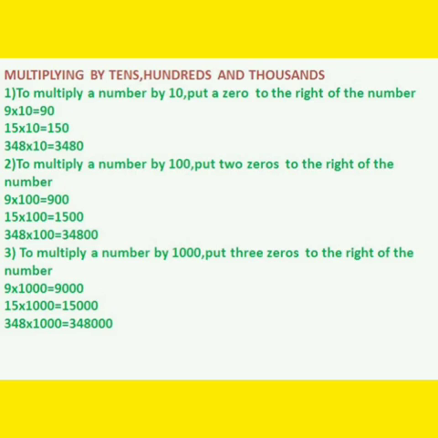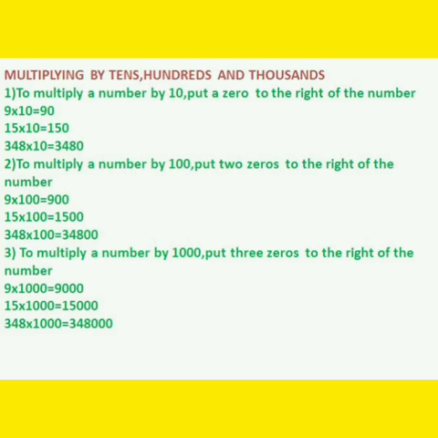Next, to multiply a number by 100, put two zeros to the right of the number. For example, 9 into 100 equal to 900. 15 into 100 equal to 1500. 348 into 100 equal to 34,800.